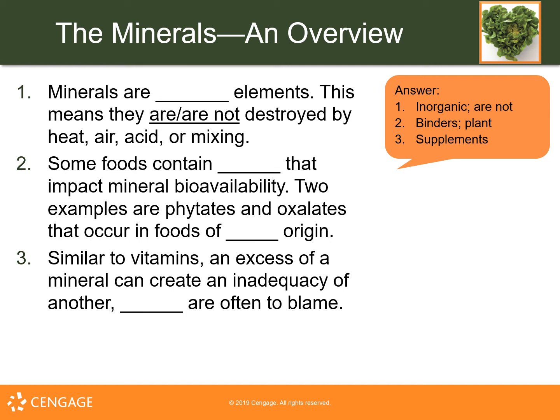Some foods contain binders that impact mineral bioavailability, so how available they are to the human body to be absorbed and used. Two examples are phytates and oxalates that occur in foods of plant origin. And a lot of cultures have ways of preparing their food in order to eliminate some of those binders so that it doesn't affect digestibility. For example, cassava in some African cultures is prepared a certain way to extract some of the binders that are often found in those foods. And then also there's a process called nixtamalization that a lot of indigenous Mexicans use in order to eliminate some of those binders that are found in corn.